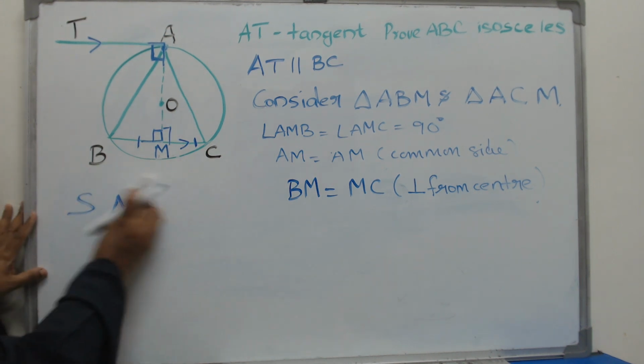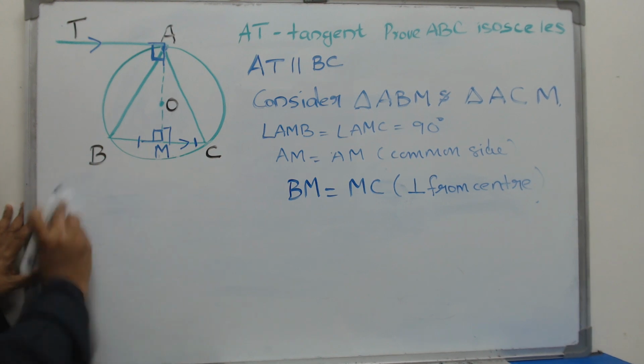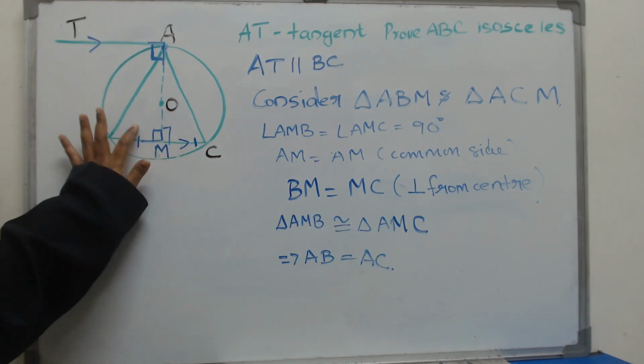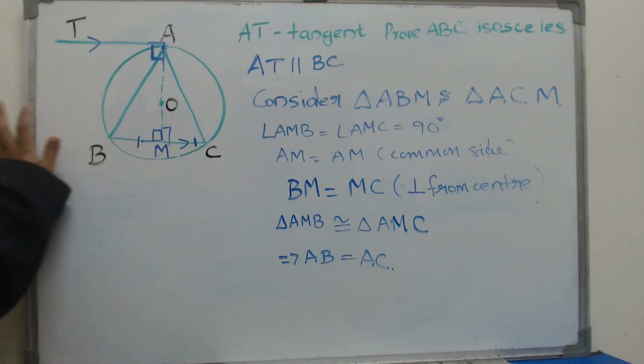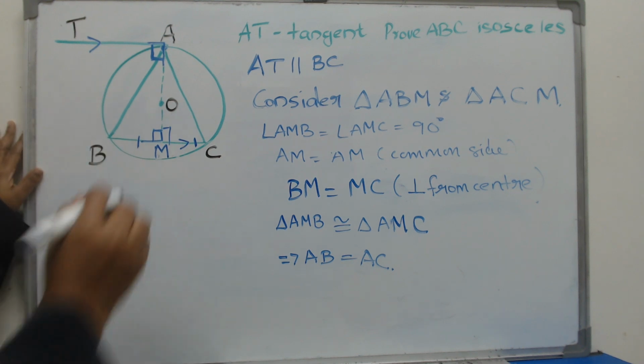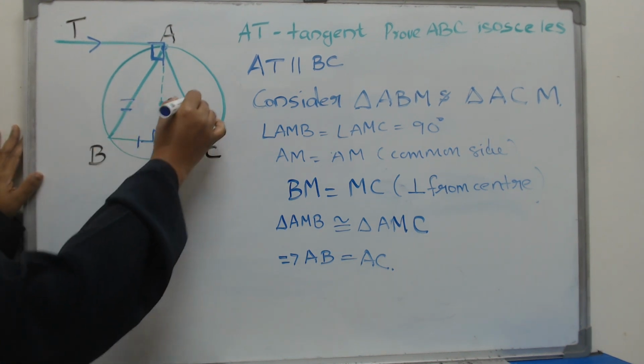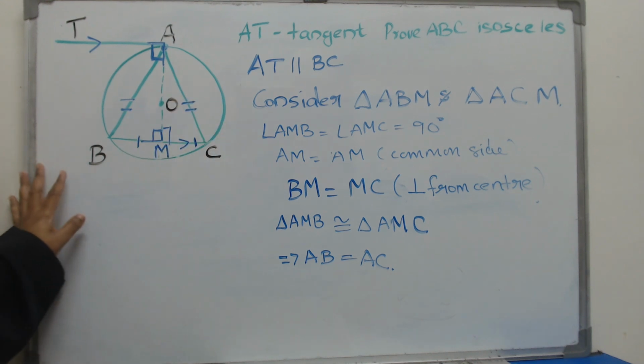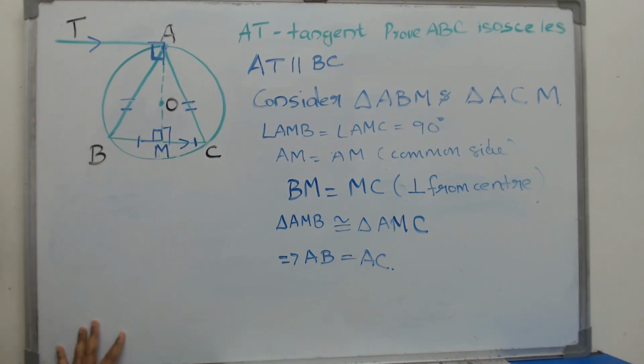So when you write the congruency, be very careful. So these two triangles are what? They are congruent. Then by CPCT, what do we have? AB and AC are equal to one another, which means ABC is an isosceles triangle.